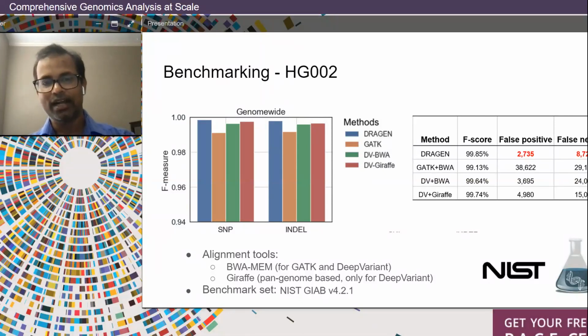And if you see this figure, for both the SNPs and indels, DRAGEN performs a little better than all other tools. And if you look into the F scores, for most of the tools the F score is more than 99%. But if you look into the raw counts, the false positives and false negatives, which are in red, they are fewer as compared to other tools.